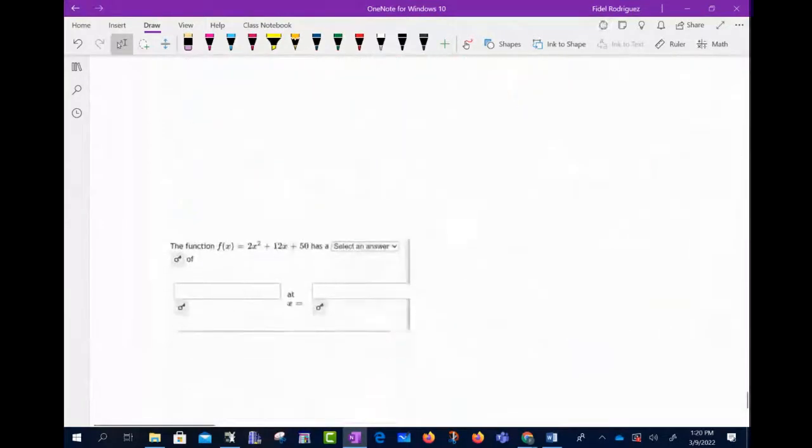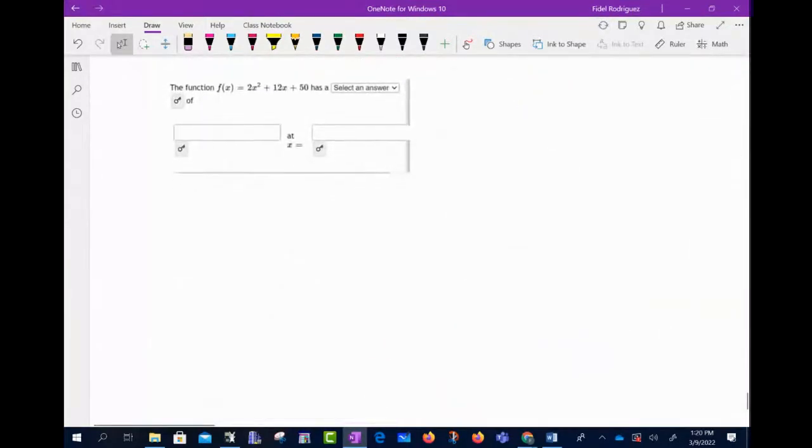So let me keep scrolling here. Let's see if we got another one. Okay, same kind of thing here, y'all. The same sort of problem, because the function f of x equals 2x squared plus 12x plus 50 has, and you're going to click on this thing right here when you do this, and it's going to say either maximum or minimum, right? First thing I'm going to do is find my f prime of x, because they're using f notation. So let's take the derivative.